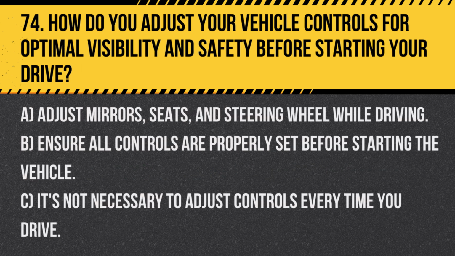Question 74. How do you adjust your vehicle controls for optimal visibility and safety before starting your drive? A. Adjust mirrors, seats, and steering wheel while driving. B. Ensure all controls are properly set before starting the vehicle. C. It's not necessary to adjust controls every time you drive. Answer: B. Ensure all controls are properly set before starting the vehicle. Proper adjustments are essential for safe driving.